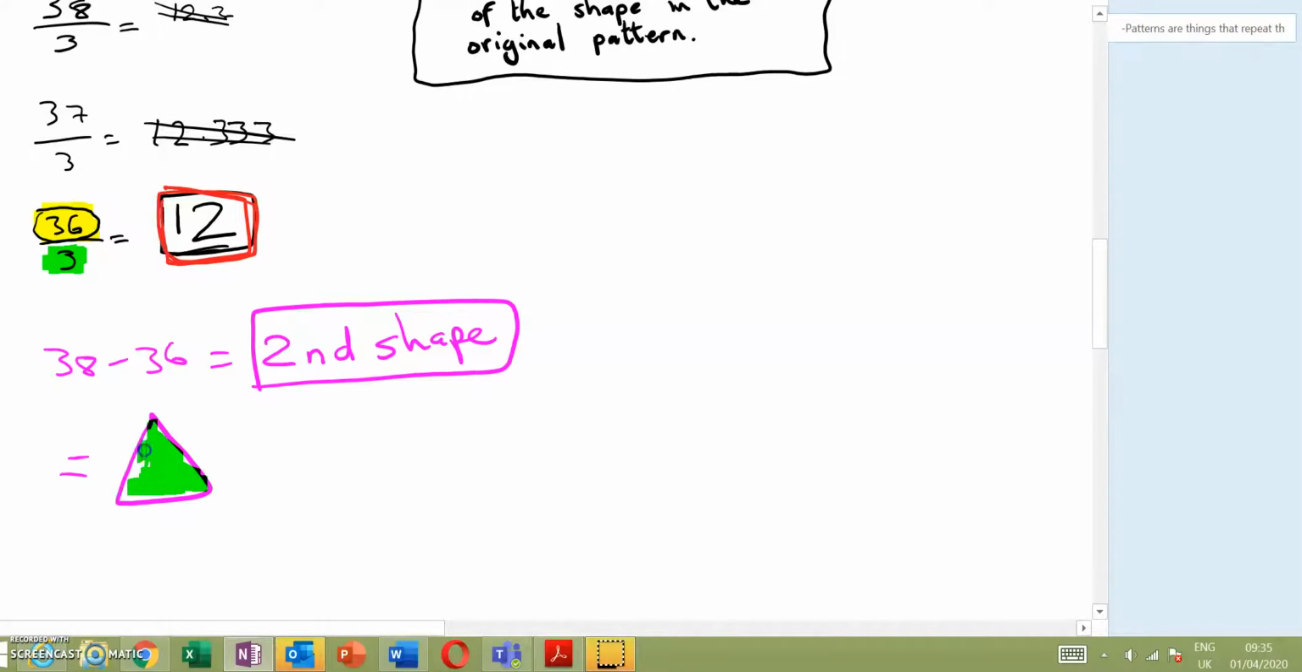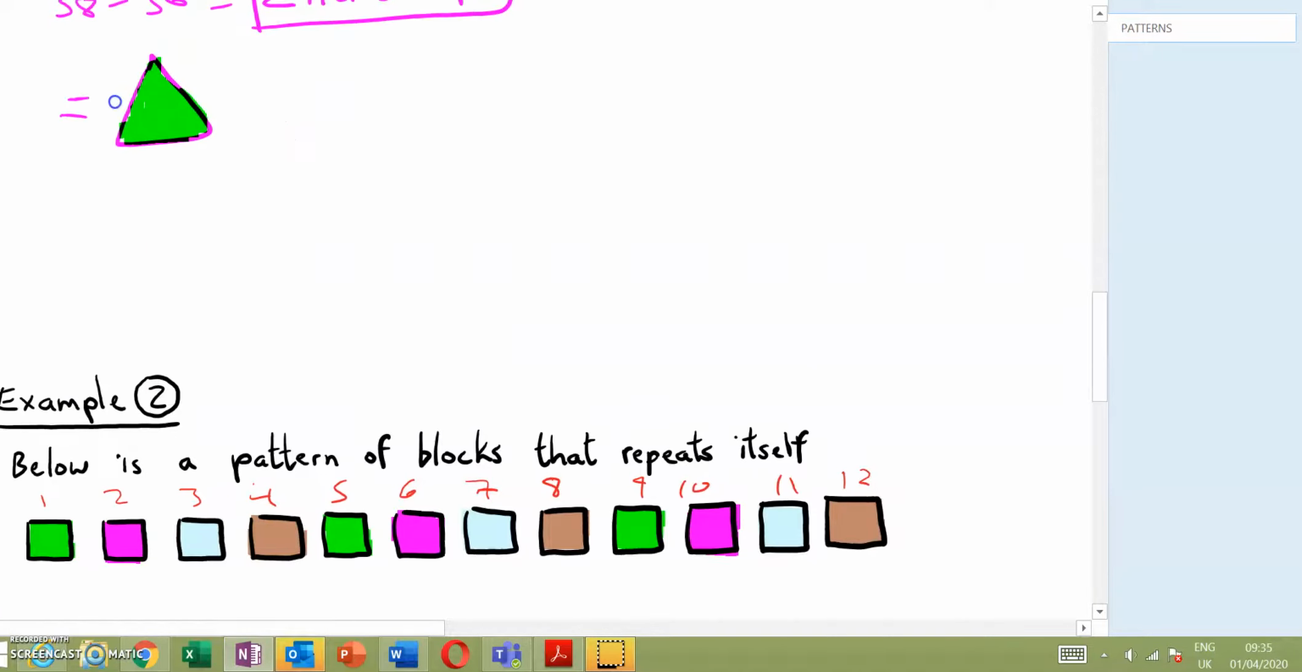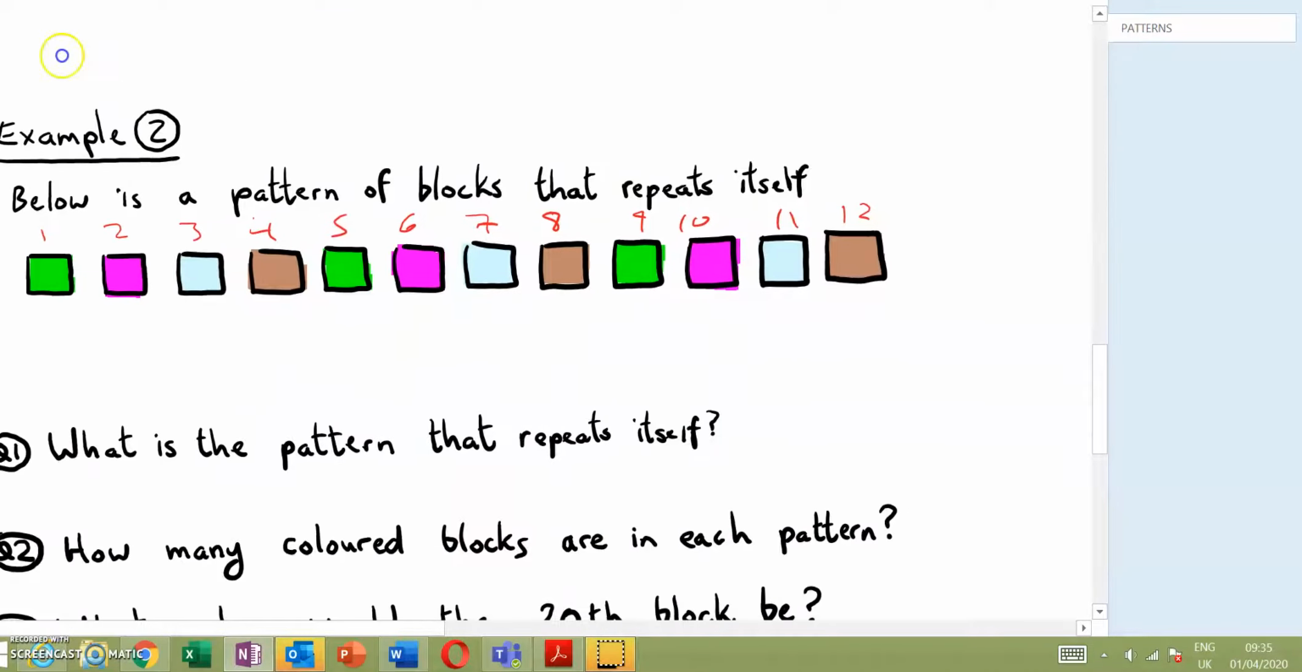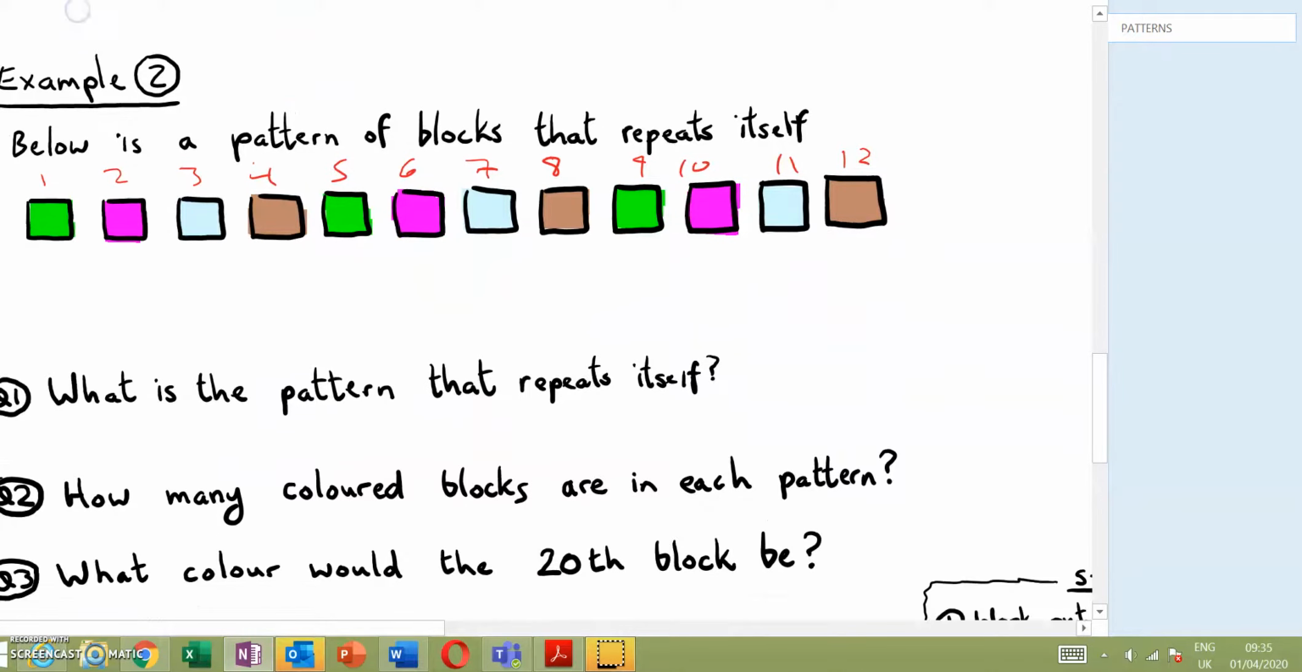Okay? Now there's a lot of thinking going on there. It's hard. So we have to do another one. See if we can figure this out. Okay, so here's another one. Here's a second example. Below is a pattern of blocks that repeats itself. So we've got a green square, purple square, blue square, brown square. Green, purple, blue, brown. Green, purple, blue, brown.